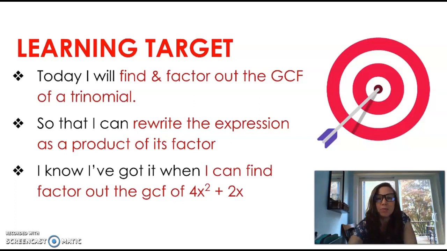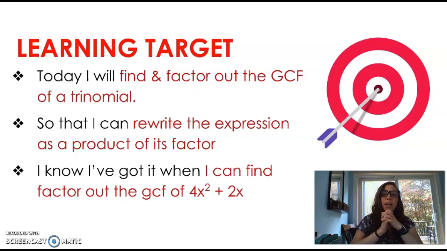Hello and welcome to your Edpuzzle that's going to go over how to factor out the GCF. So we're going to go through the learning target first, and then we'll review what a greatest common factor is, and then we're getting to how that is applicable to this lesson.